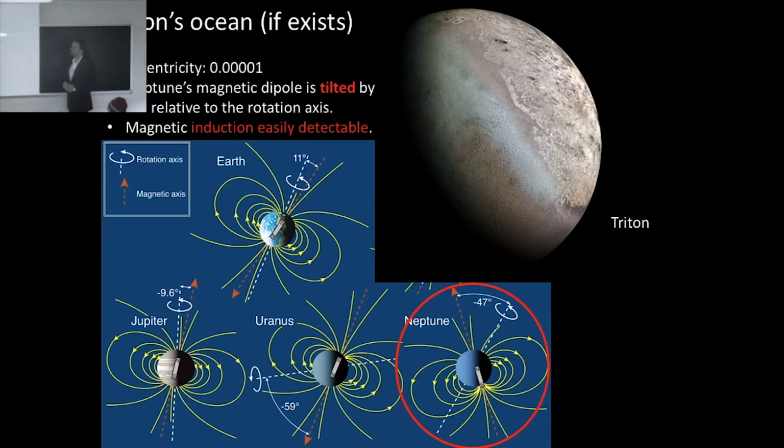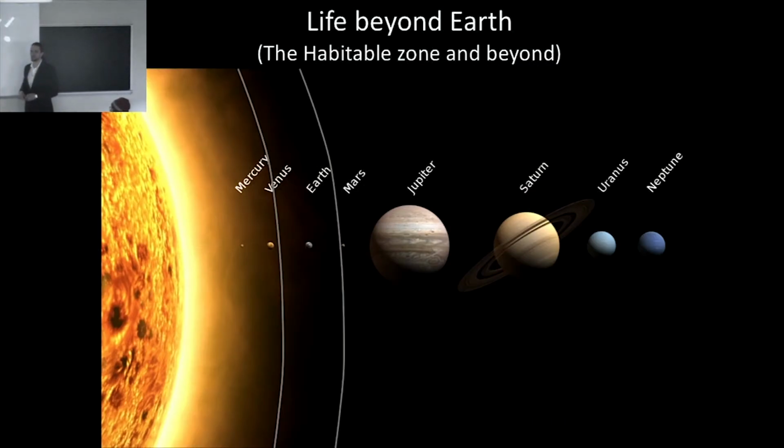Currently there are ideas of missions to be sent to the ice giants, and I think Triton would be one of the best candidates to have an ocean. So let me conclude with 2 slides.